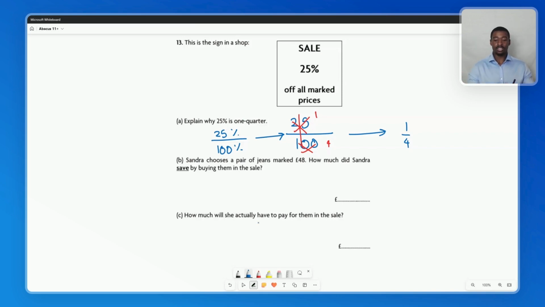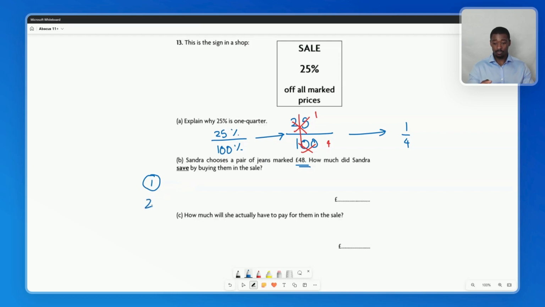Okay, for part B, Sandra chooses a pair of jeans marked at £48. How much did Sandra save by buying them in the sale? So here, we're not working out how much she spent, but we need to work out how much she saved. Very important that we don't miss that. So to work out how much she saved, we can do two things. Number one, we can work out how much she actually spent, and then simply work out the difference between the marked price and how much she spent.